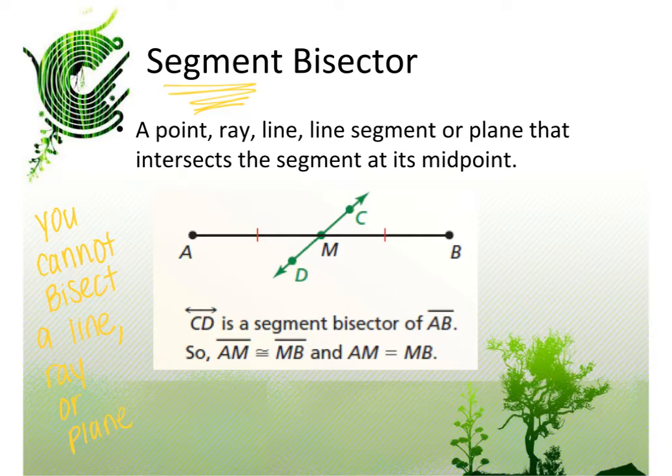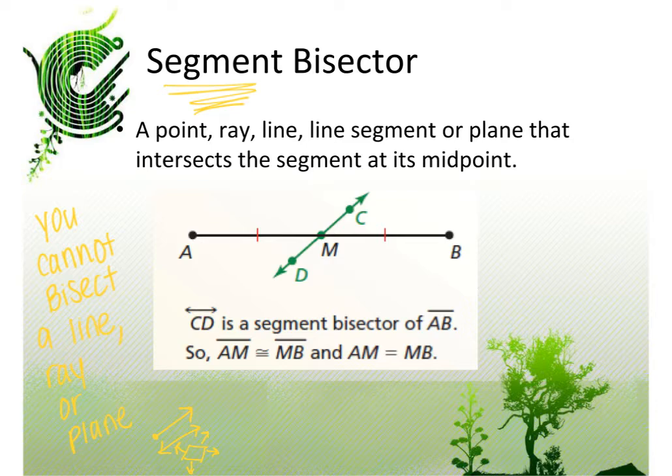Okay? Now let's think about that. We can bisect a segment, but we can't bisect a line, ray, or a plane. The reason is because all of them continue on forever. Here's a ray, here's a line, and our plane, even though it looks finite, continues on in each direction. Okay? So we need something finite in order to bisect it.